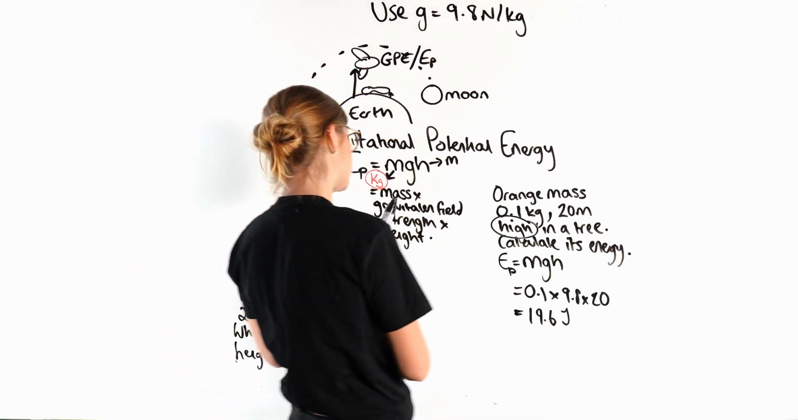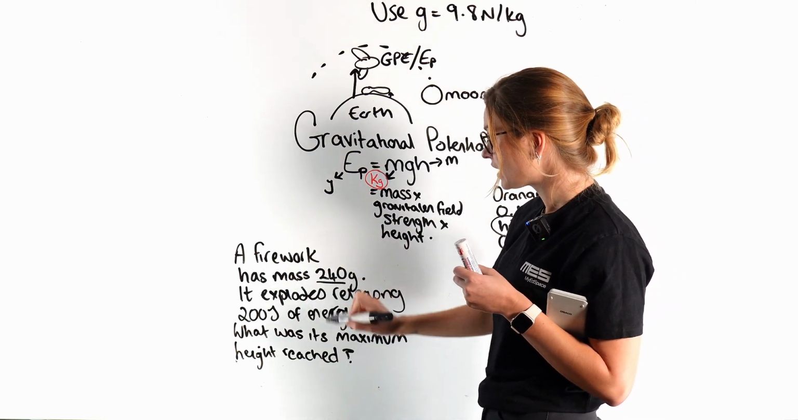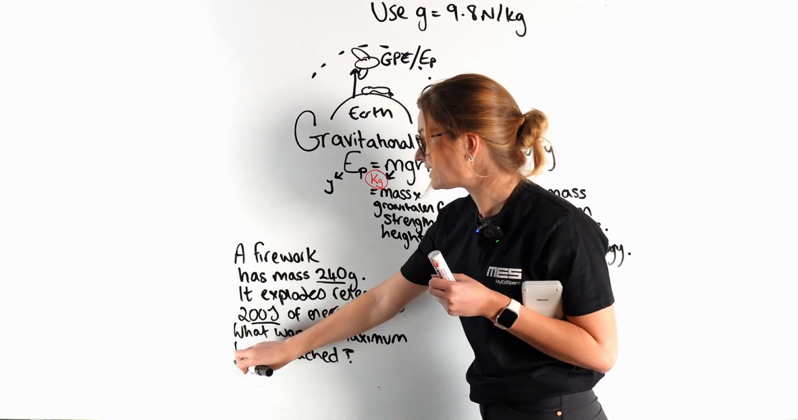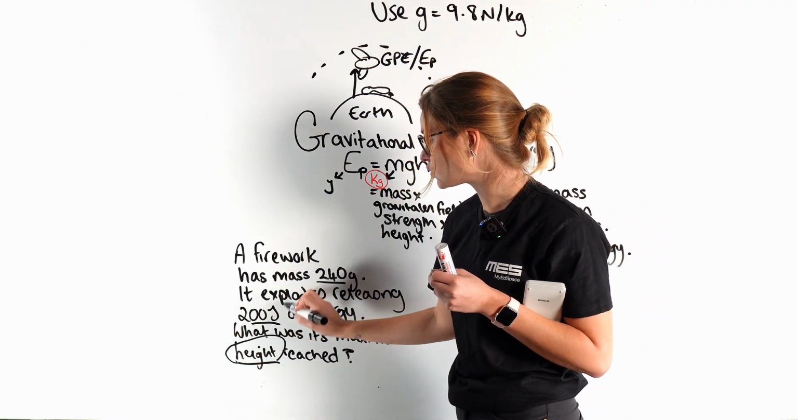Okay, so let's go to another example. This one says, now we've got a firework. We know the mass of the firework. It says it explodes and releases this much energy. What is its maximum height? So again, you're going to see those buzzwords. We're trying to find its maximum height, and it's got to do with energy.